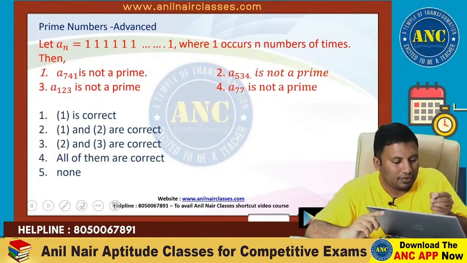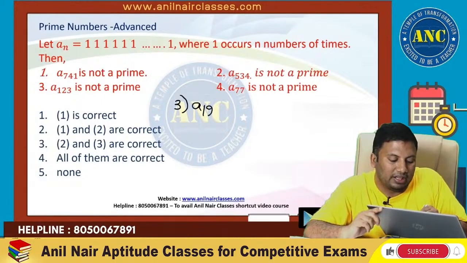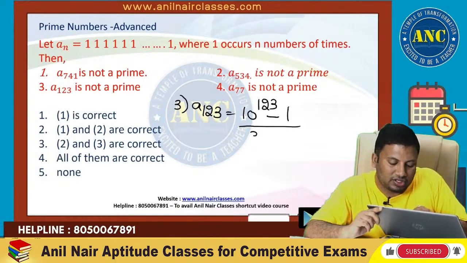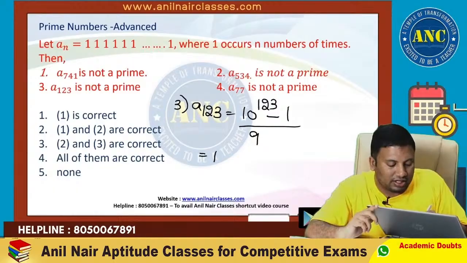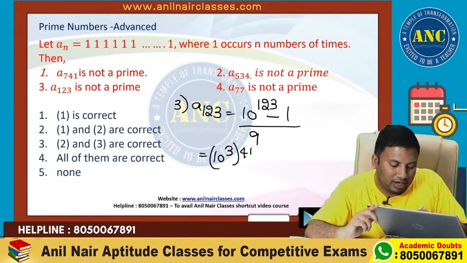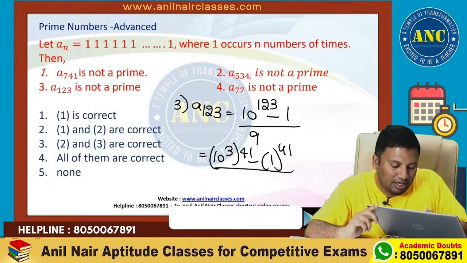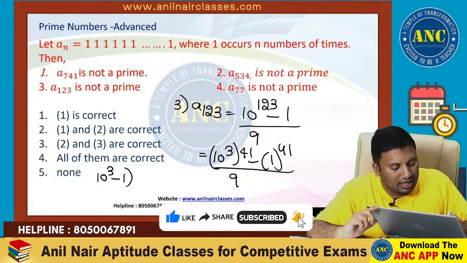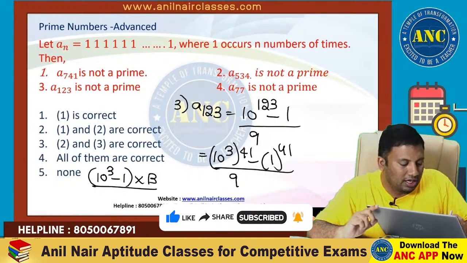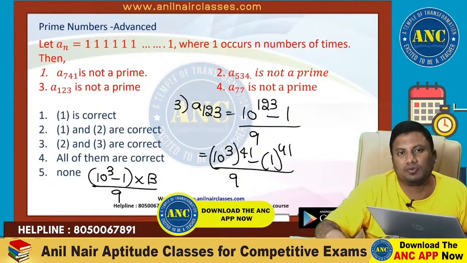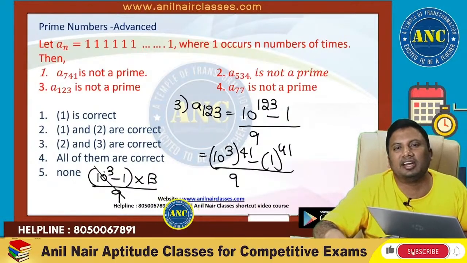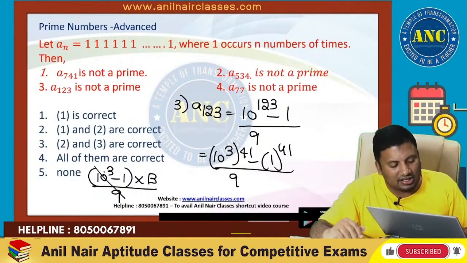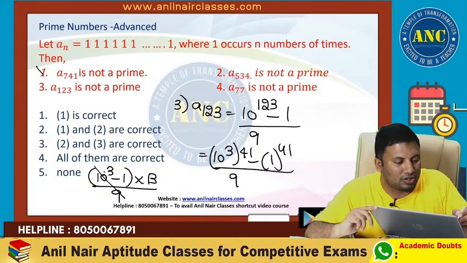Next one, third one. A123. A123 is 10^123 minus 1 divided by 9. These are nothing but (10³)^41 minus 1^41 divided by 9. A^n minus b^n is divisible by 10³ minus 1, into something, divided by 9. 1000 minus 1 is 999. 999 divided by 9 is 111 into something. 111 is 3 into 37. The answer is divisible by 3. It is also not a prime number.